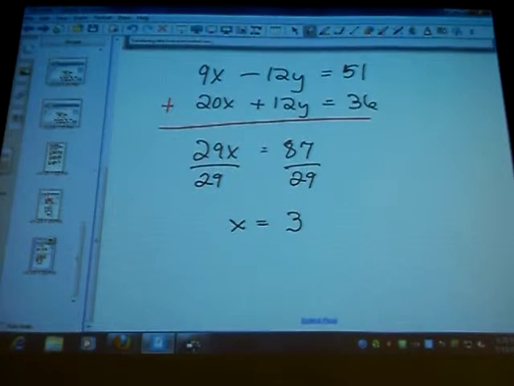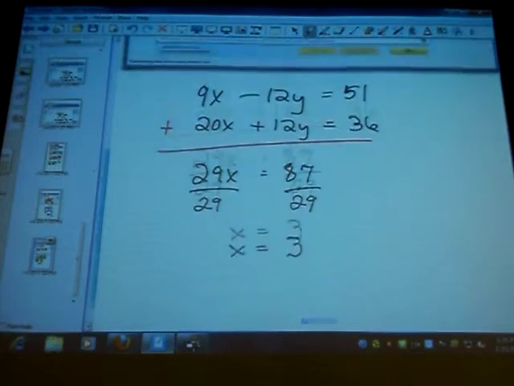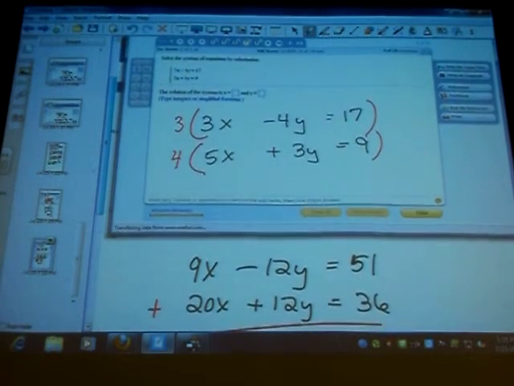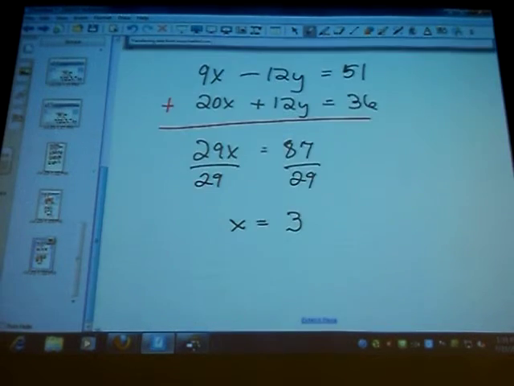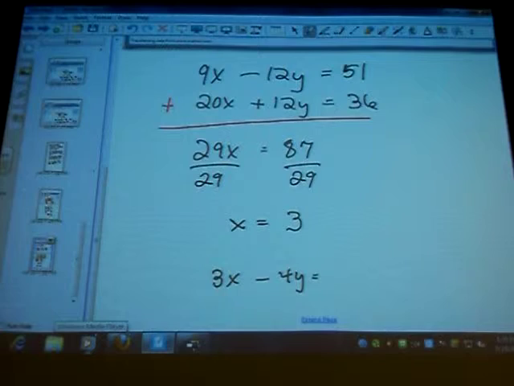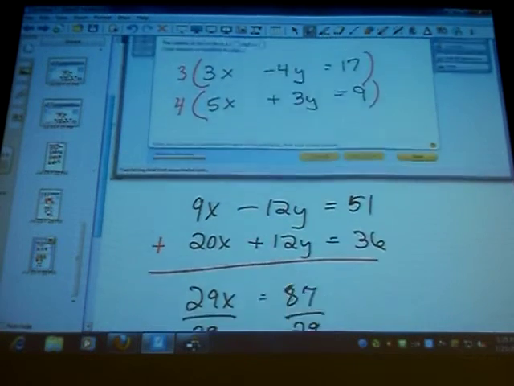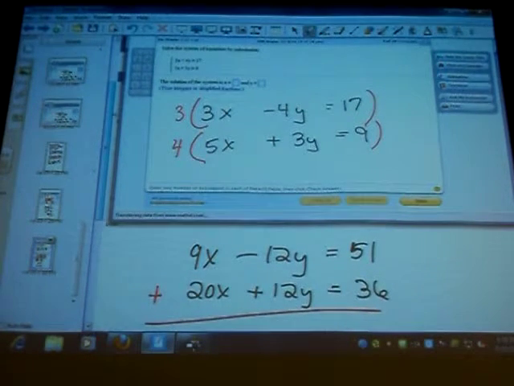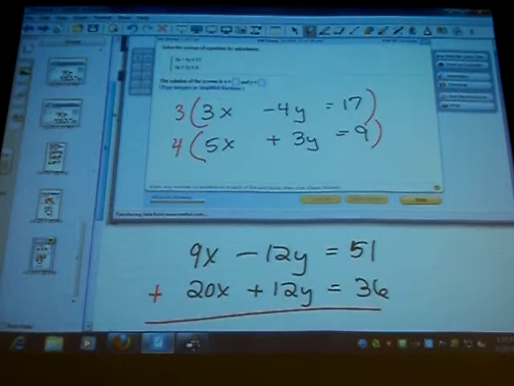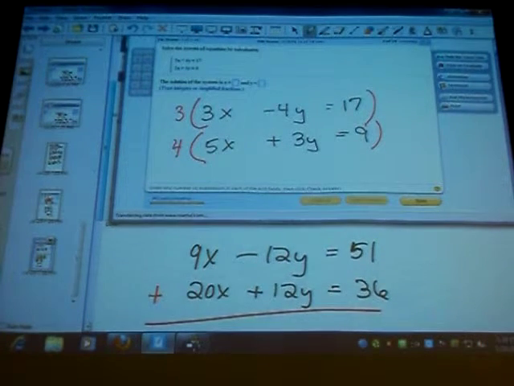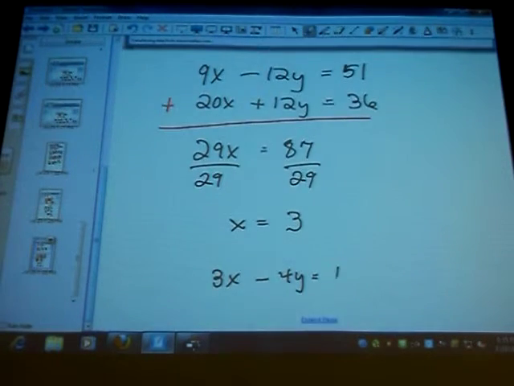Now that I've got my x value, I just have to go back and plug in to find my y value. You can plug it into either one. Actually, it might be better to... no, it really isn't better. 3x minus 4y equals 17.